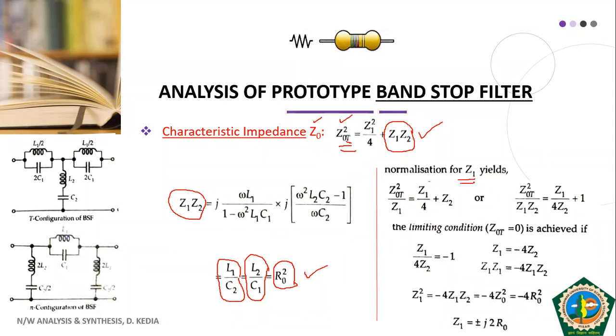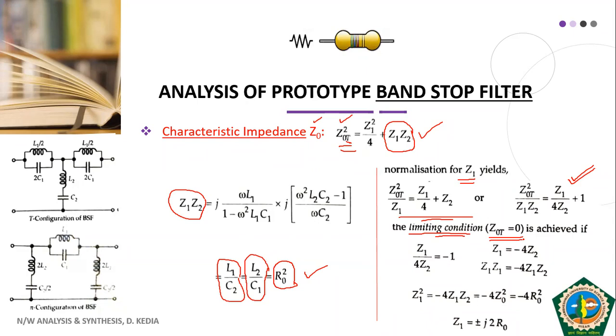Same thing we did in the band pass filter also. So we divide by Z1, and we get Z naught T square by Z1 equal to Z1 by 4 plus Z2. Then we divide the entire expression by Z2, and we get this. And if you remember, we had a discussion on this: we impose a limiting condition. The limiting condition is the condition when the characteristic impedance will be 0. Why is this called a limiting condition? If you remember the concept of resonance, in case of resonance, the impedance is 0. So that's why the characteristic impedance has been made 0, and it is called a limiting condition.